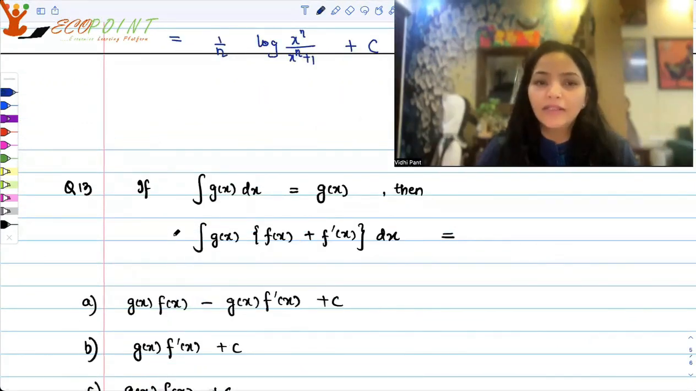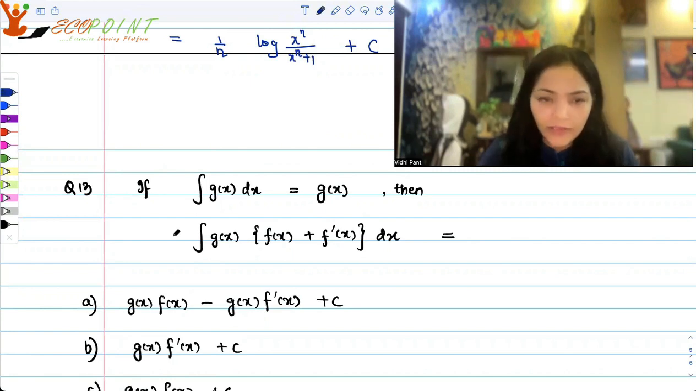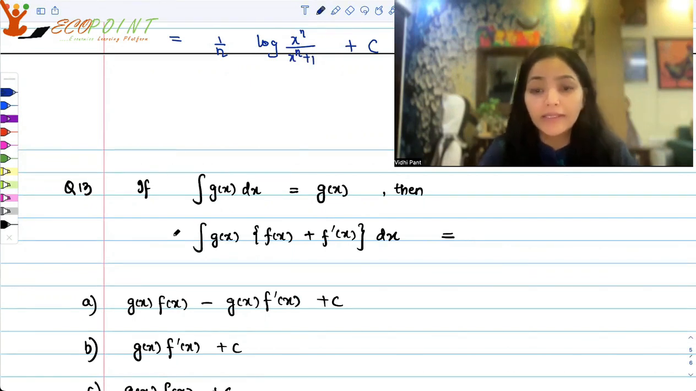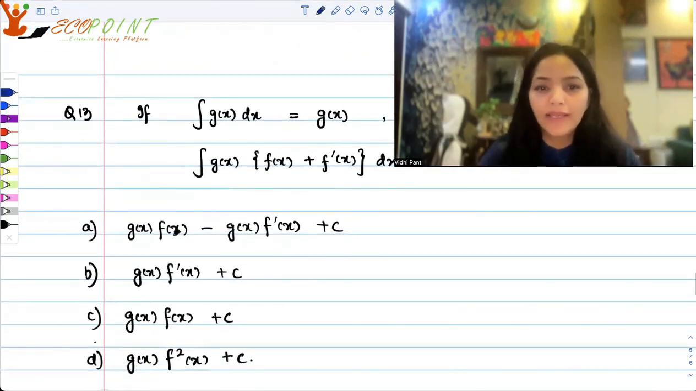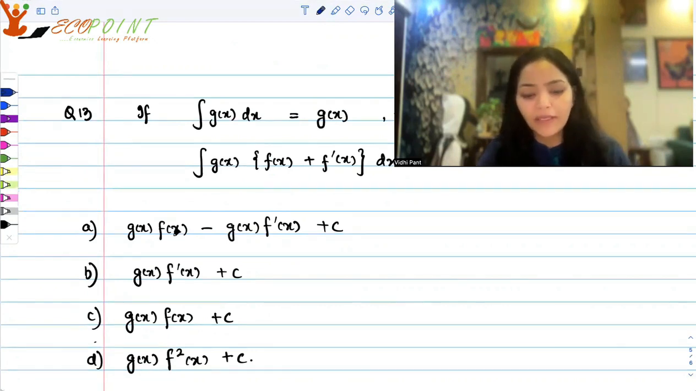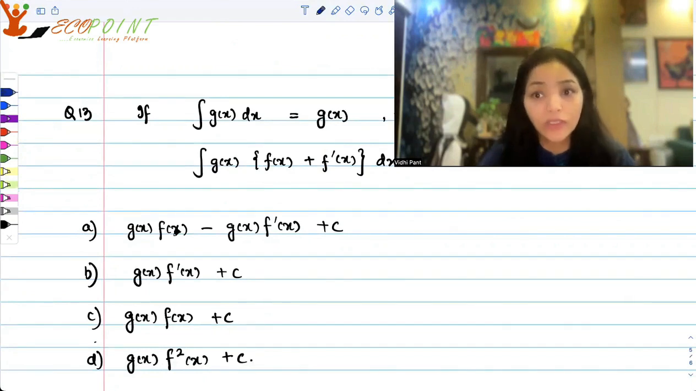Next, we will discuss if integral gx dx is equal to just the function gx, then integral gx multiplied by fx plus f dash x dx is equal to. And we have the following options. Gx fx minus gx f dash x plus c, or is it gx f dash x plus c, gx fx plus c, gx f square x plus c. See, many a times you can look into the options and actually find out, take the calculated risk or logically deduce that, okay, this would be the correct option.